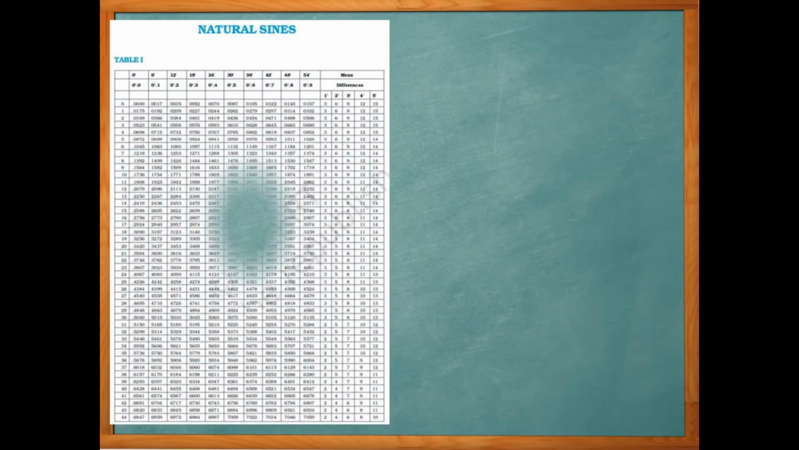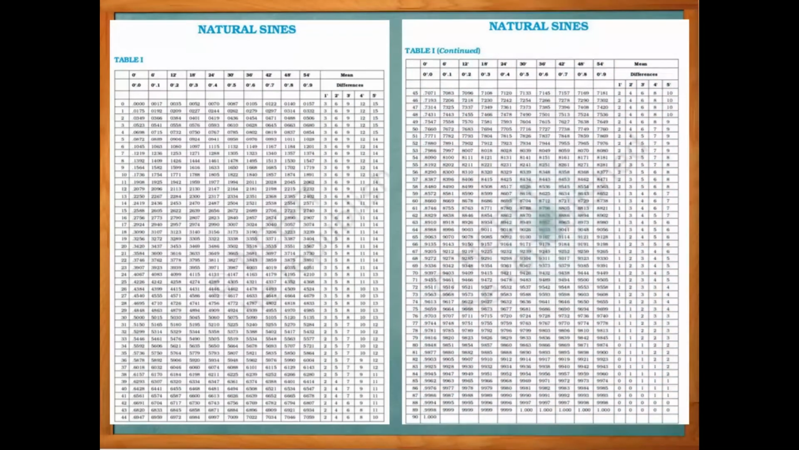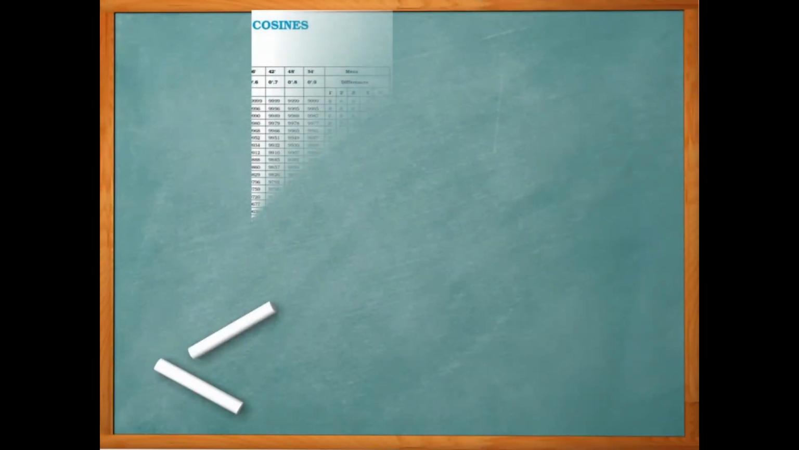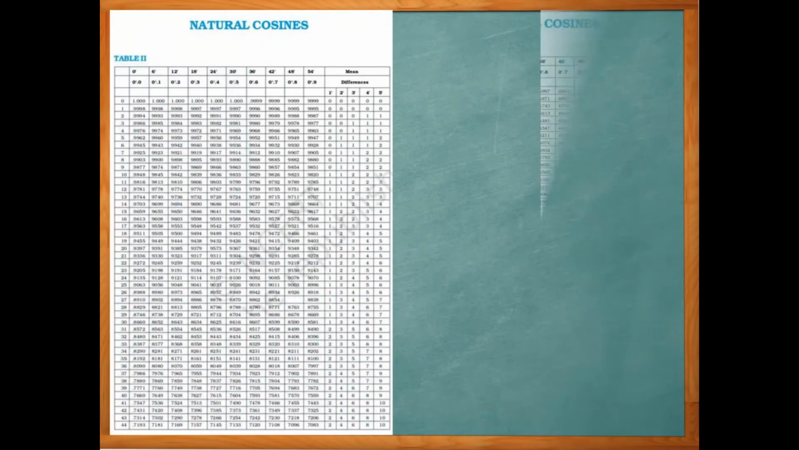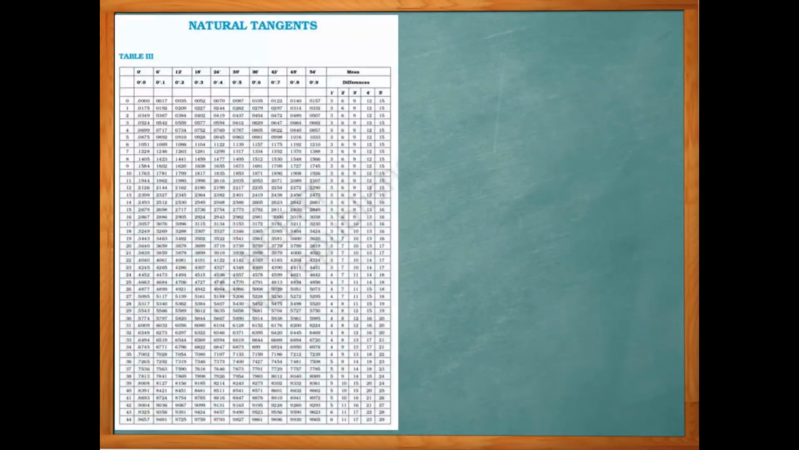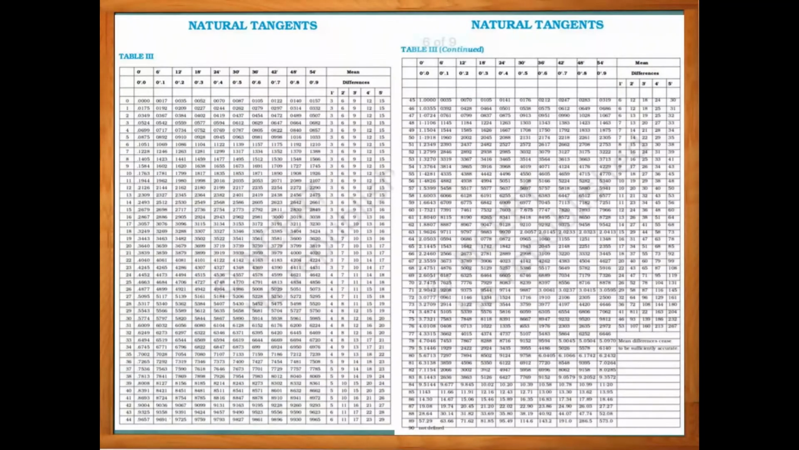So this is the table for natural sines from 0 to 90 degrees. Next is the table for natural cosines from 0 to 90 degrees. And this one is the table for natural tangents from 0 to 90 degrees.